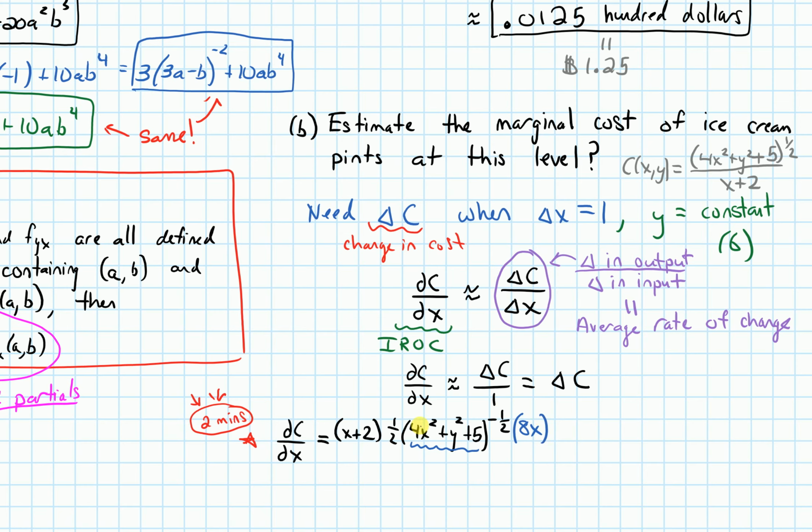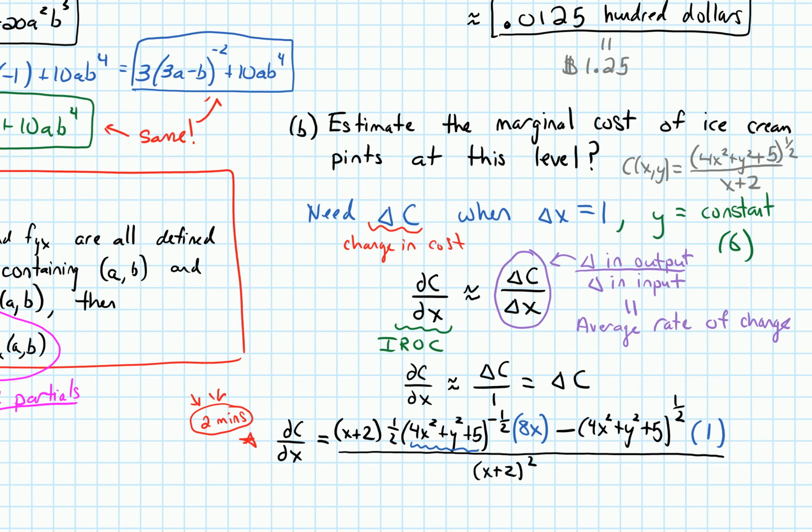Okay, so low d high, bottom function times the derivative of the top, minus high d low. So high means the function on the top, 4x squared plus y squared plus 5 to the 1/2. And then d low means the derivative of the bottom with respect to x here will just give us 1. Because that's the derivative of the x, and the derivative of the 2 is 0 because it's a constant. Okay, so all over low squared, all over the bottom squared, which is going to give us x plus 2 quantity squared.